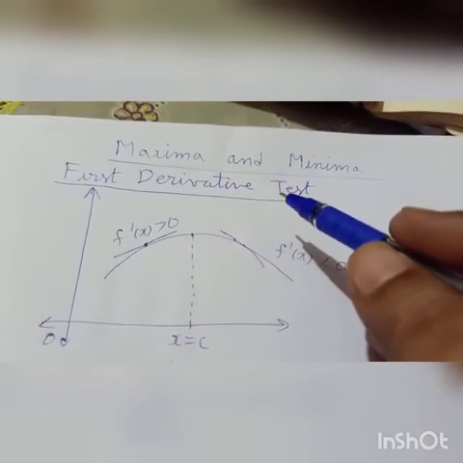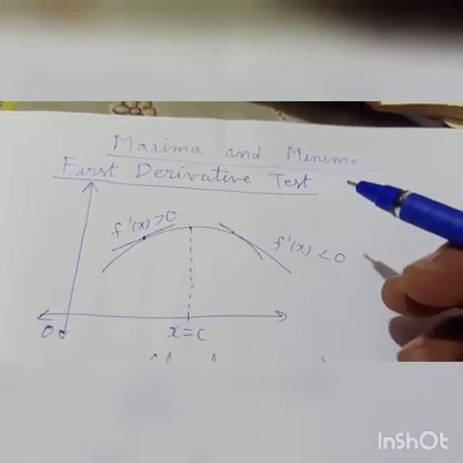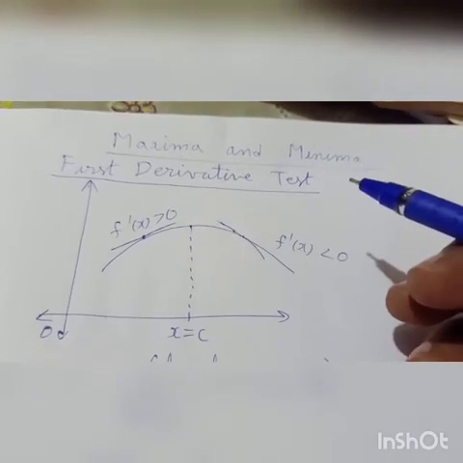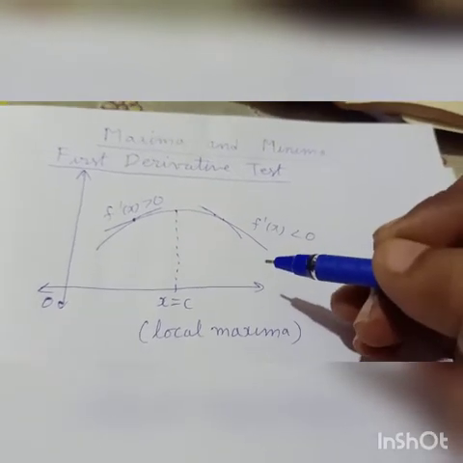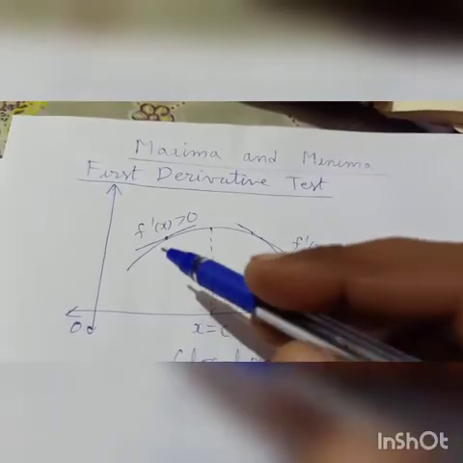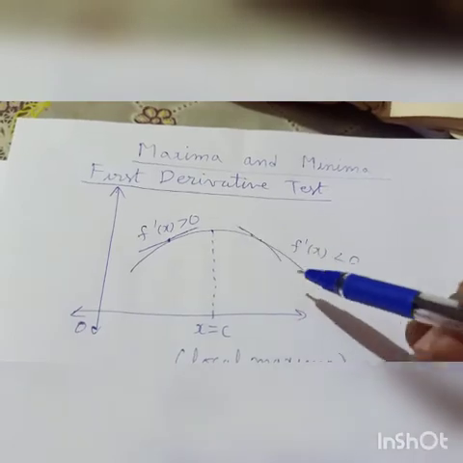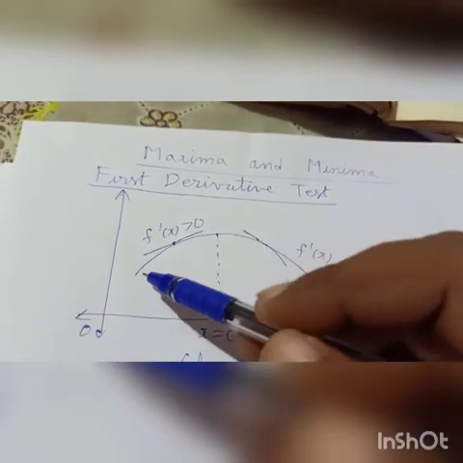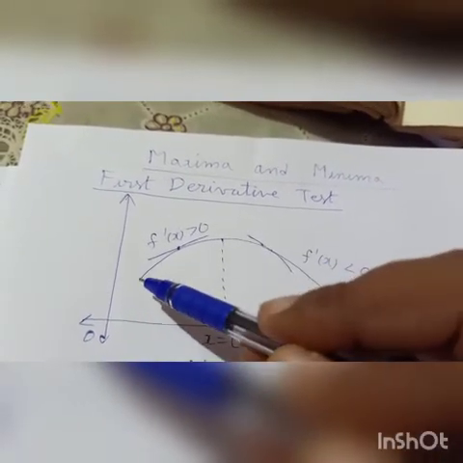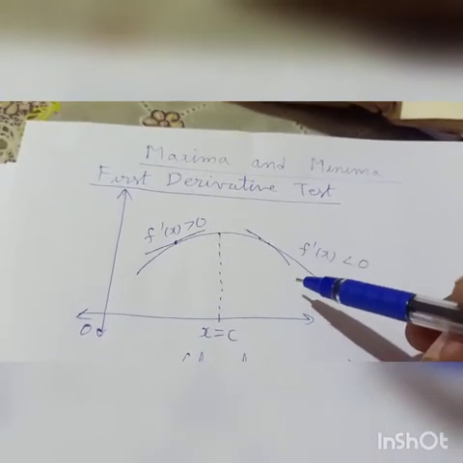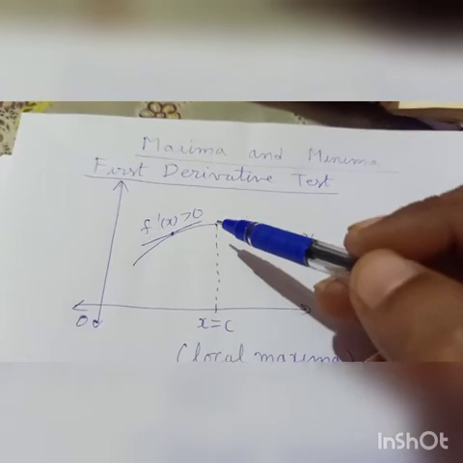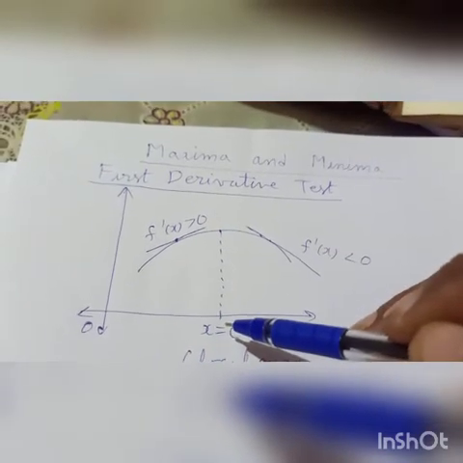In this test, we use the first derivative to find the values of local maximum and local minimum. Now, if you see this figure, this is the curve y equal to f(x), and it is first increasing, then decreasing. So we take a point x equal to c.